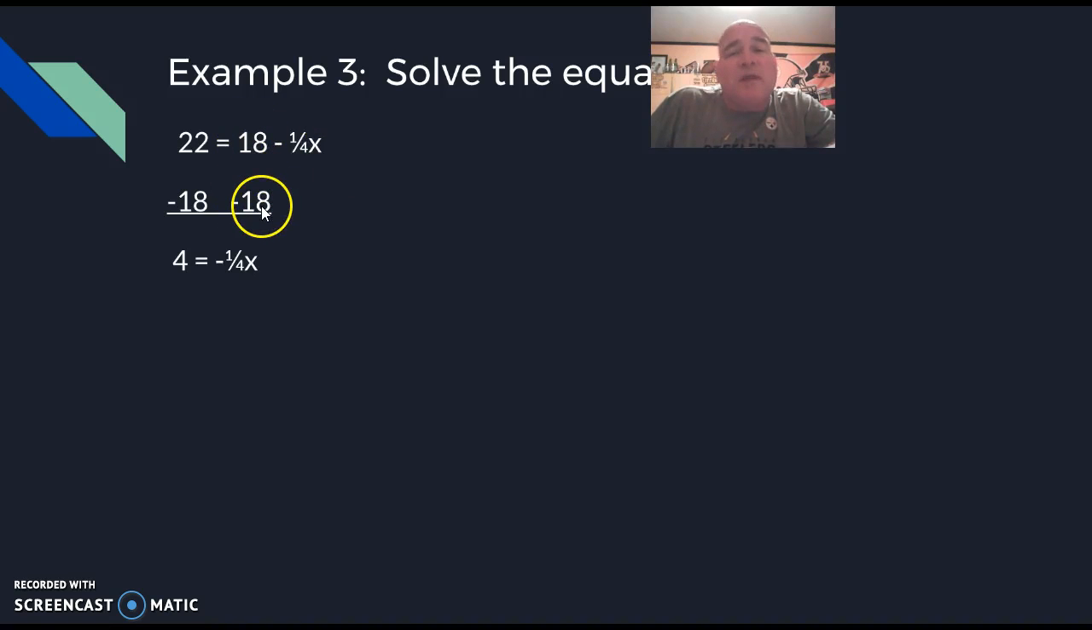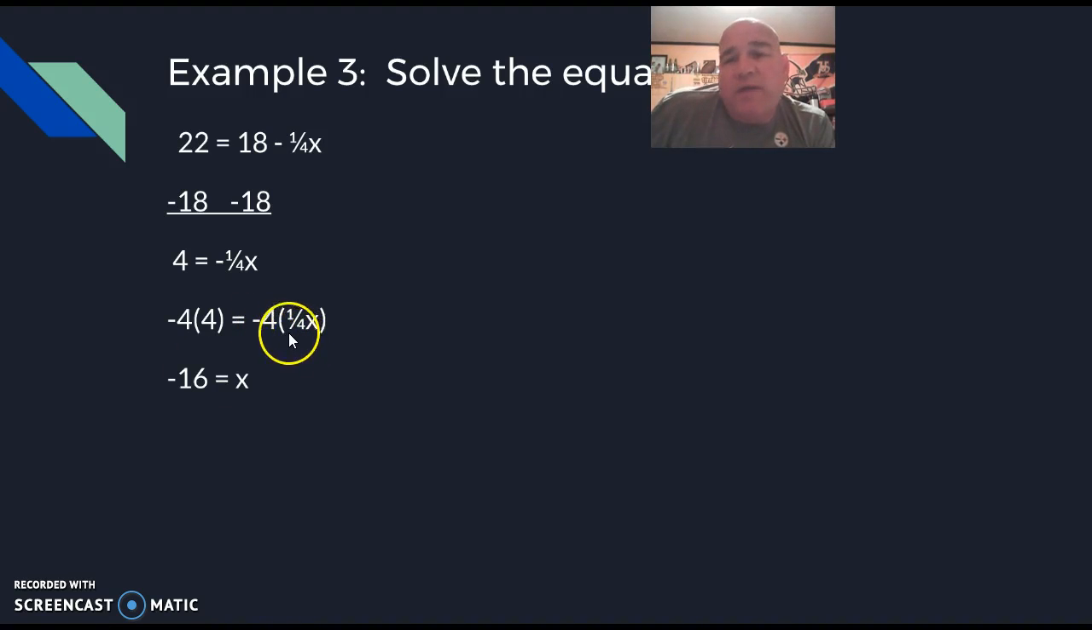That'll get the 18 off the right side, leaving us with just the variable term of negative 1/4 x. 22 take away 18 is 4. Again, we have a fraction for the coefficient, so we want to multiply by its reciprocal, and the reciprocal of negative 1/4 would be negative 4/1. And since this is negative, I'm going to multiply by a negative to make it positive. So we're multiplying both sides by negative 4/1, or simply negative 4. Negative 4 times 4 on the left gives us negative 16. Negative 4 times 1/4 x, the 4's cancel out, and we just get x.